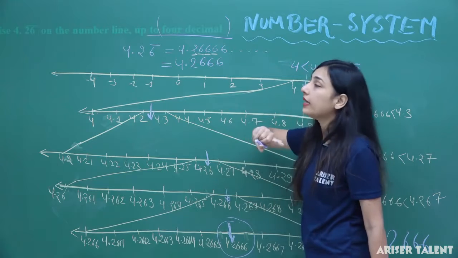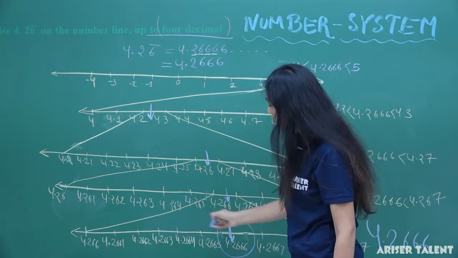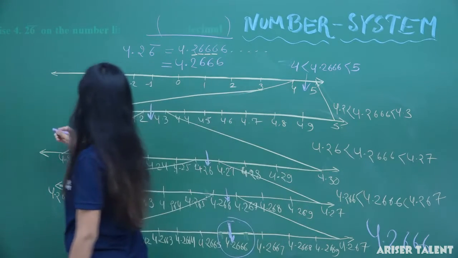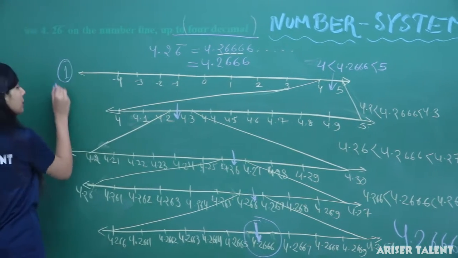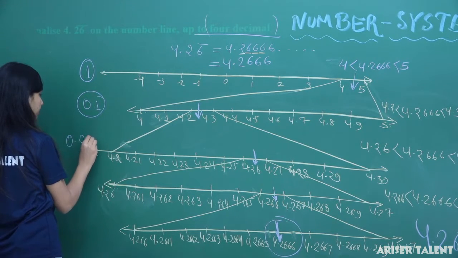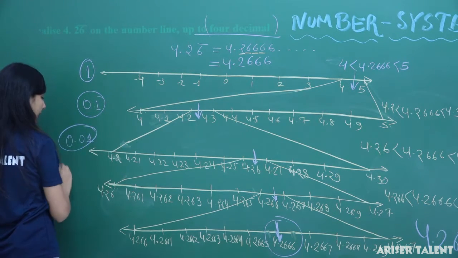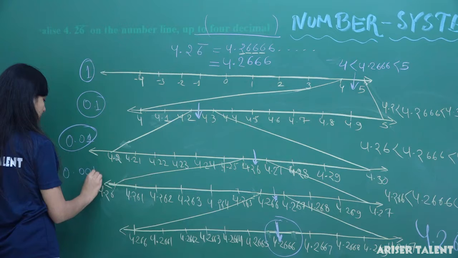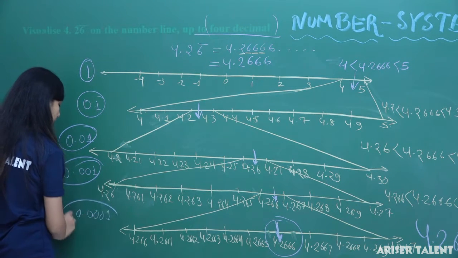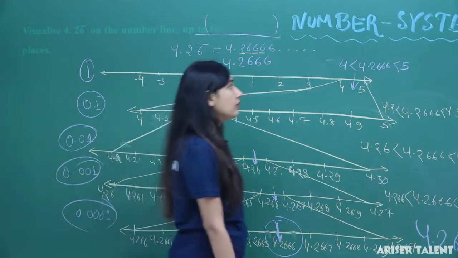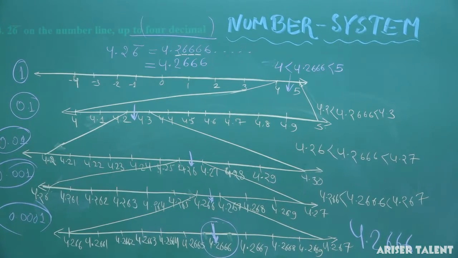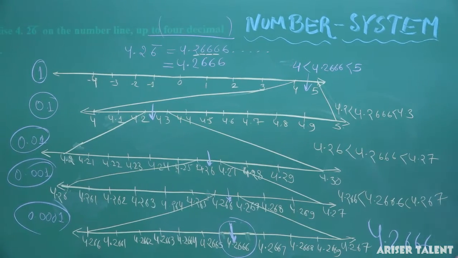If you have to write it to 5 decimals, you have to extend it one more time and then you will get it. Here the difference was simply 1, here the difference is 0.1, then 0.01 and then 0.001 and then 0.0001. This is the difference. Okay. So note this and we can move forward to the next question. Noted? Okay.